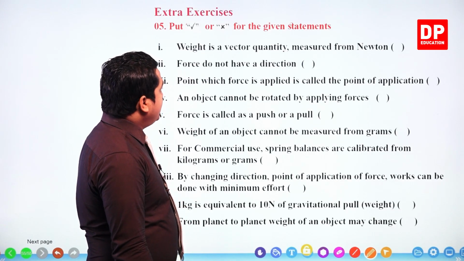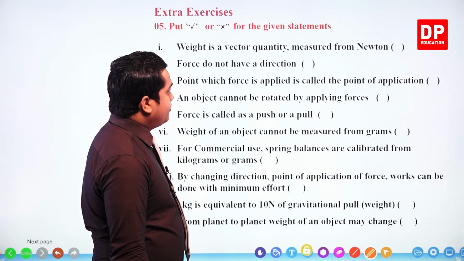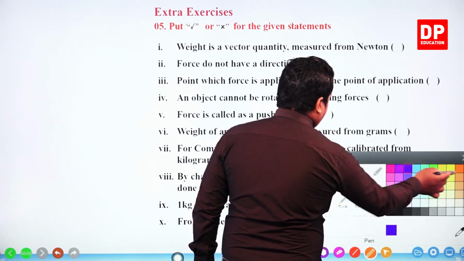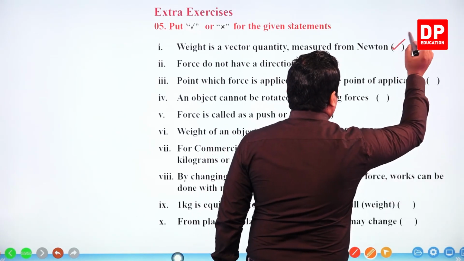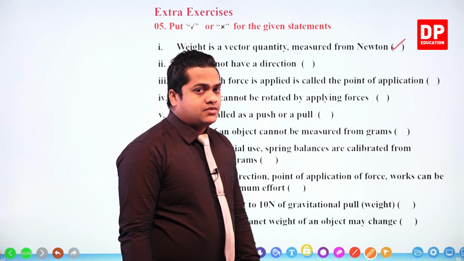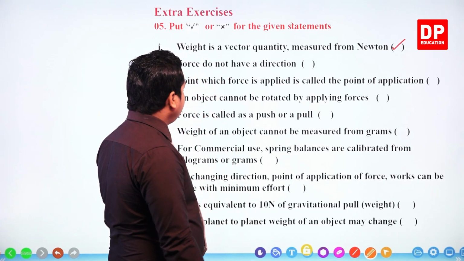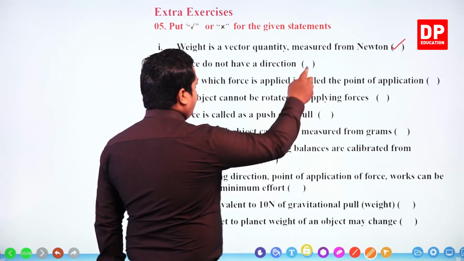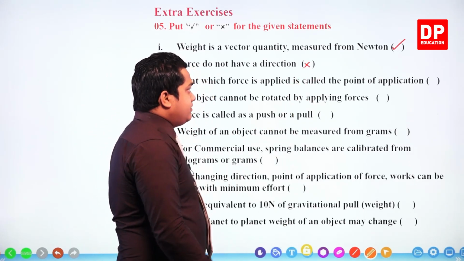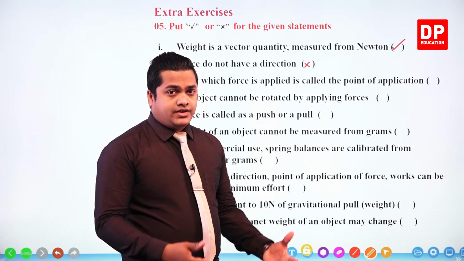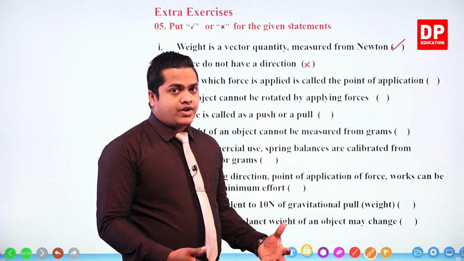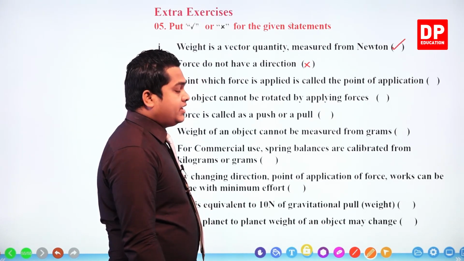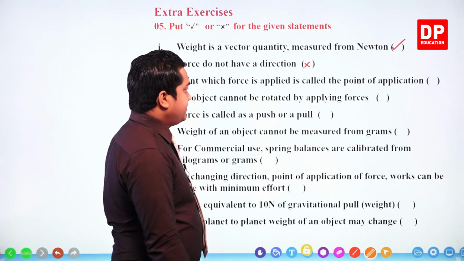Number one, weight is a vector quantity measured from newtons. Absolutely correct. You know that weight is a vector quantity and it is measured from newtons because it is a force. So it's correct. Force do not have a direction. Absolutely incorrect. It's a vector quantity, force. So it has a direction, right? So it's incorrect. Therefore, the statement is incorrect.